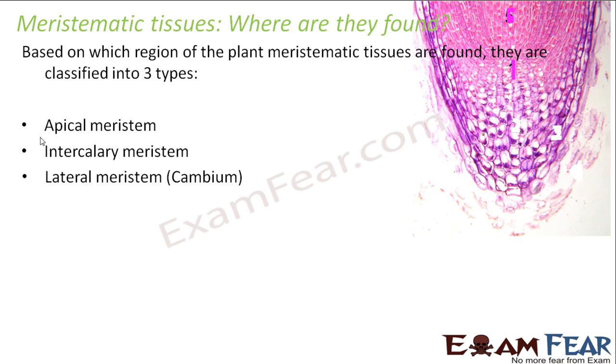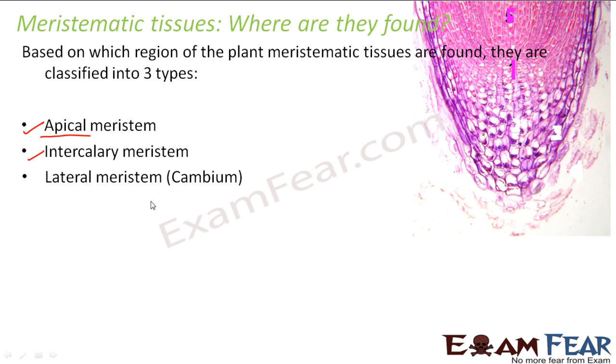As the name suggests, apical meristem. Apical is derived from the word apex. Apex means tip. So the meristem which is found somewhere around the tip of a plant is apical meristem. Then intercalary. What is intercalary? The meristem which is found somewhere in between. Inter means something in between. We say intercellular, that means between the cells. So it is a meristem which must be located in between something. We will look at that in the next slide.